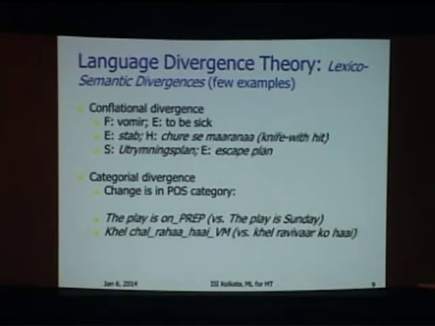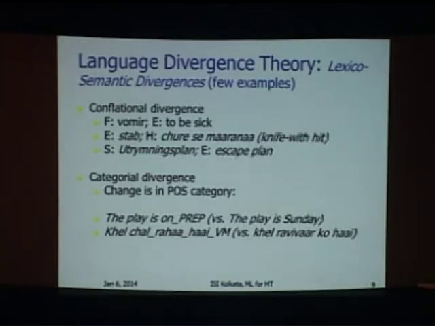Similarly, this Swedish word means in English escape plan. So let's remember this phenomenon. This phenomenon in today's parlance in statistical machine translation is called fertility factor. Okay? IBM Model 3 is completely devoted to solving the problem of fertility. From linguistics, this term is known as conflational divergence.